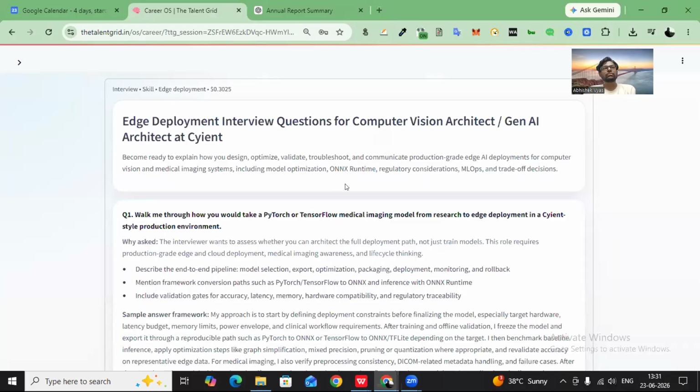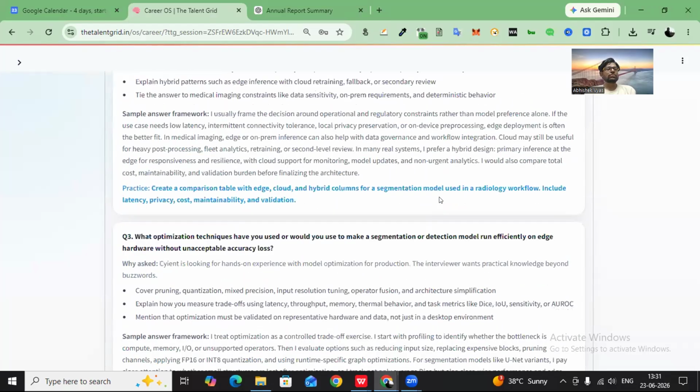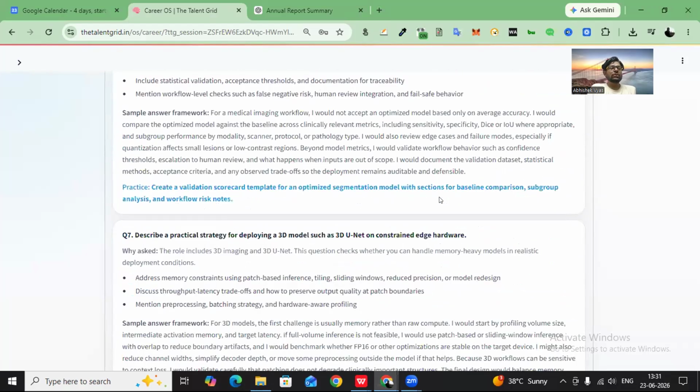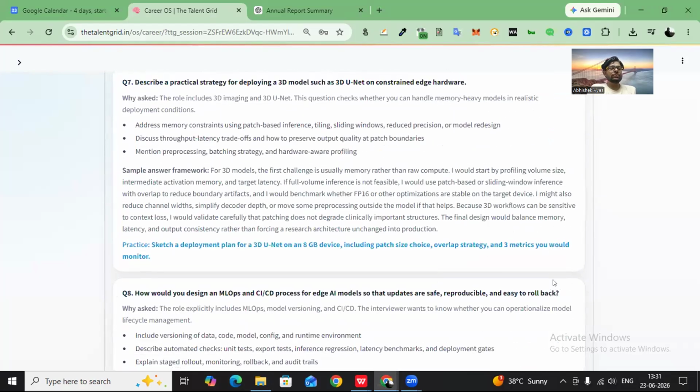So now we are going to get into the question and answers, and we'll be taking questions from Q7 to Q12. Okay. So now let's get into this. We're going to get started with the first question.